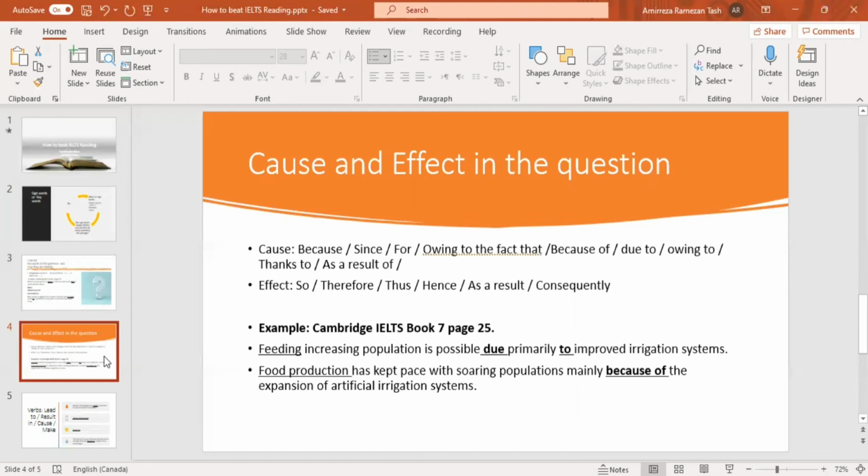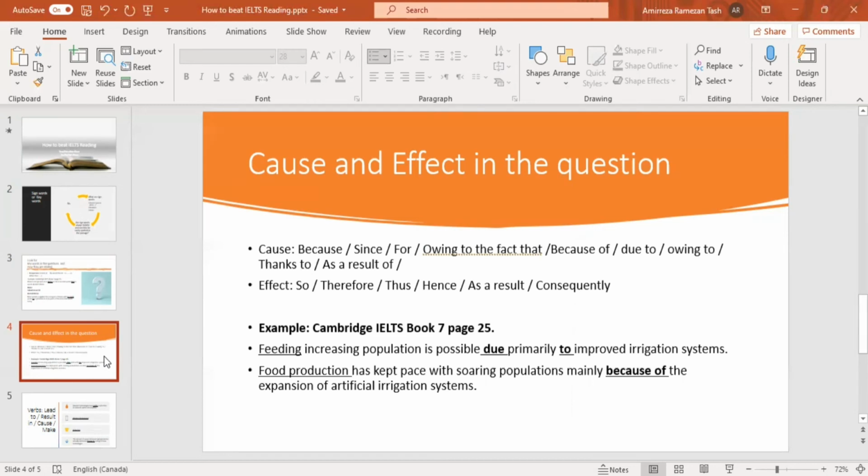No, they can be used as an effect, but they can change the structure of a sentence. That is one of the ways that they can also be used in writing for paraphrasing. Again, an example from Cambridge book 7, page 25 says, "Feeding increasing population is possible due primarily to improved irrigation systems." So it was the question on page 25. It says "due to" is one of the linkers used as a cause.